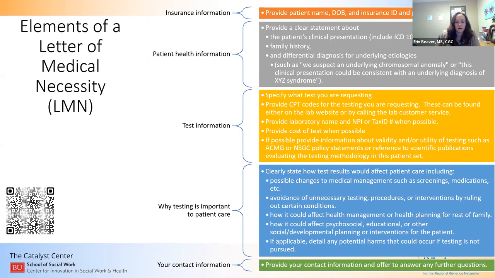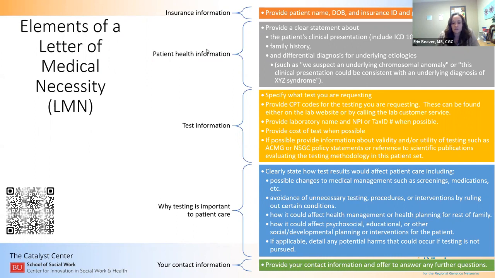Then you're going to want to give the test information. That would include the name of the test, the CPT codes, the laboratory information like tax ID or NPI if you have that, and cost if you have that. And then if you have any statements from organizations like ACMG or NSGC about the validity and utility of the testing, that would be nice to include here as well. The last thing that you're going to want to have as a major element is why the testing is important, and I would argue that this might be the most important piece of the letter of medical necessity. You're going to want to include a clear statement about how the results would affect the patient's care.